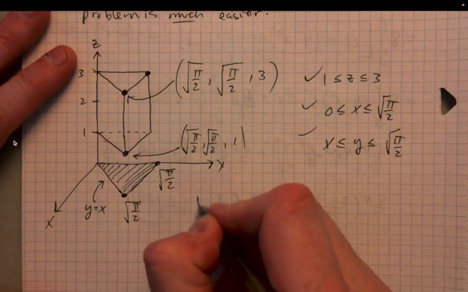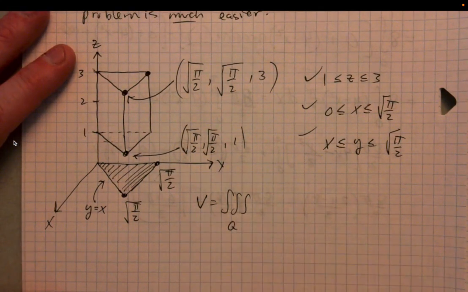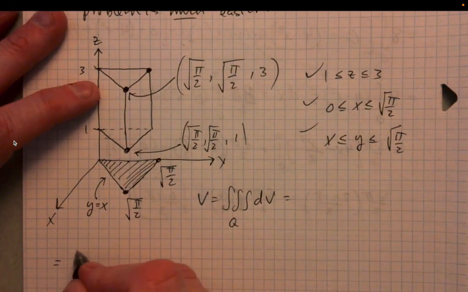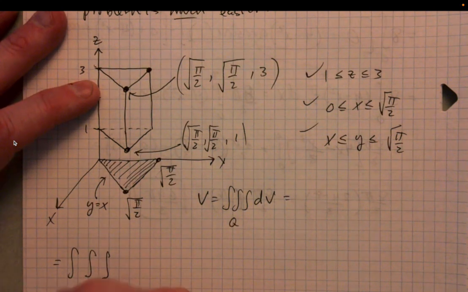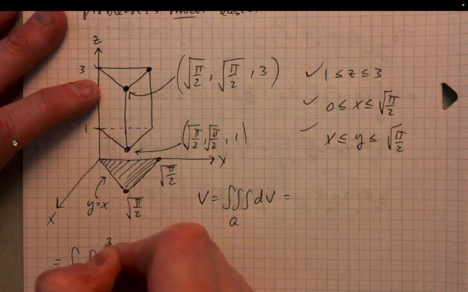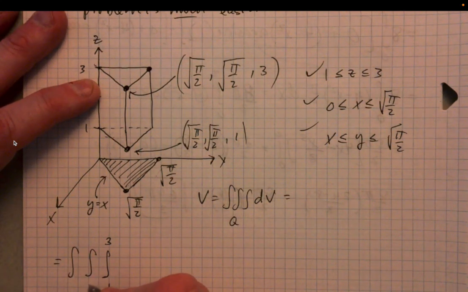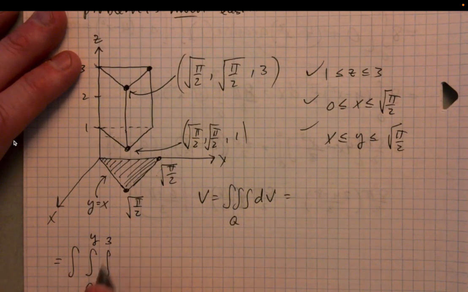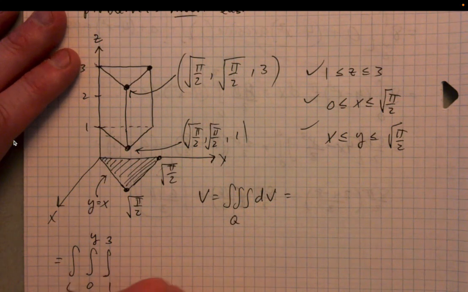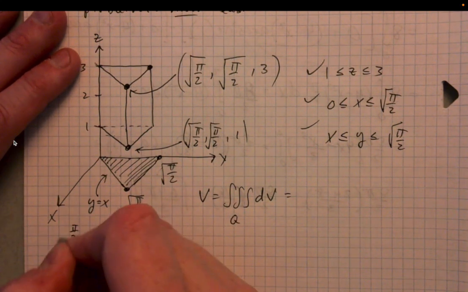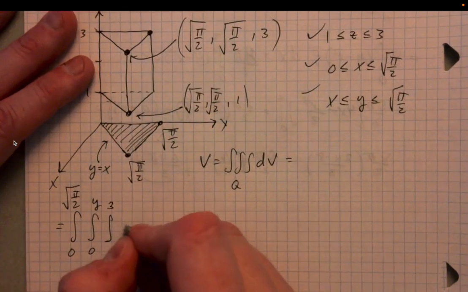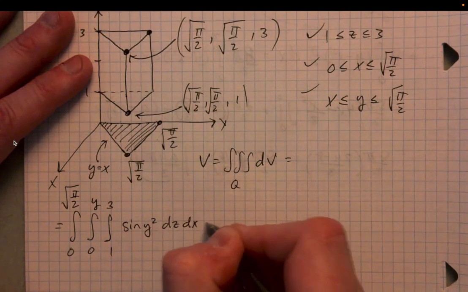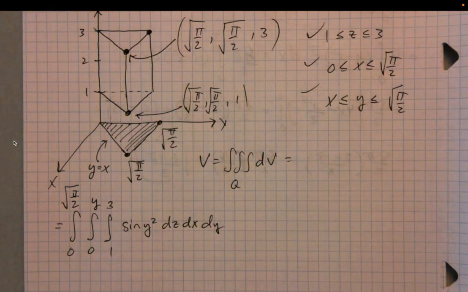All right, so let's do that. The triple integral over Q dV will be equal to, I'm just going to write it down here. The inside would be 1 up to 3, that's the z, and then x will be 0 up to y, and then 0 up to square root of pi over 2. Okay, and then it's sine of y squared, and it's dz dx dy.